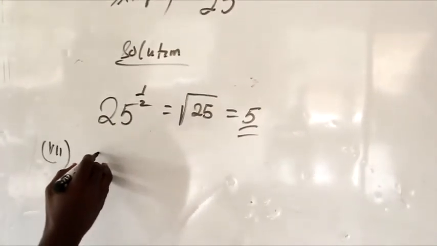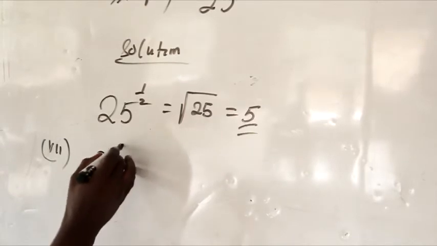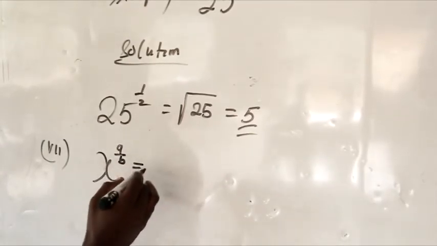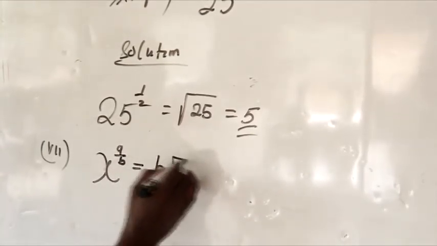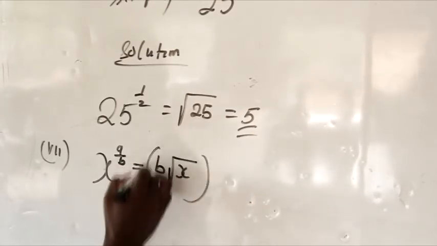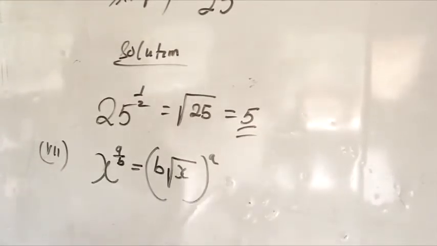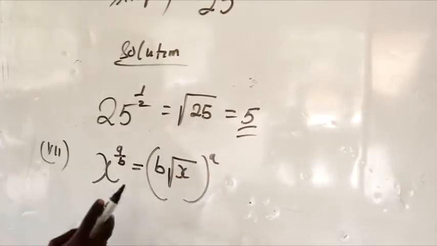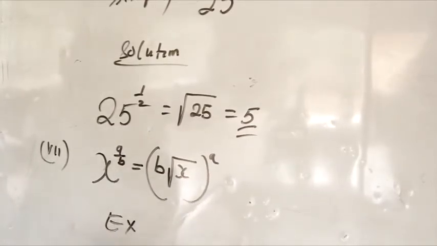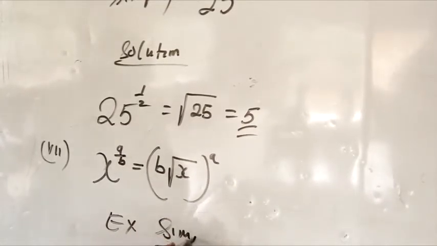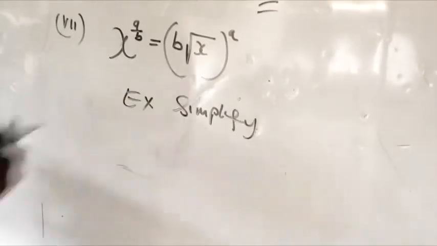Law 7, which is the final law of indices, is also a fractional index law. It states that x raised to the power of a upon b is equal to the b-th root of x raised to the power of a. Okay? Let's take an example on this. You are asked to simplify a problem like this.